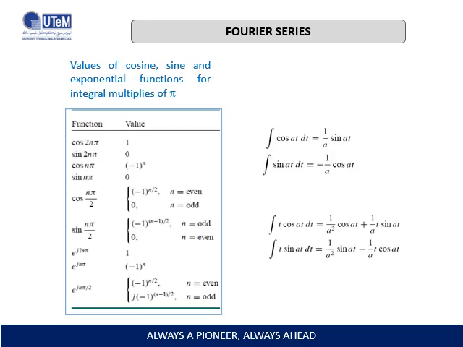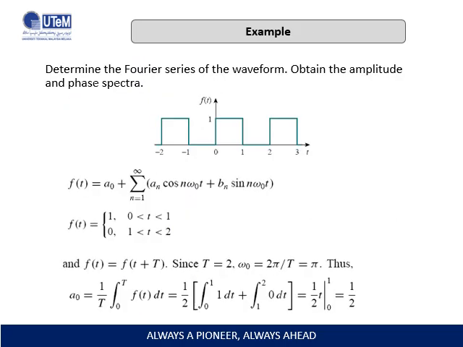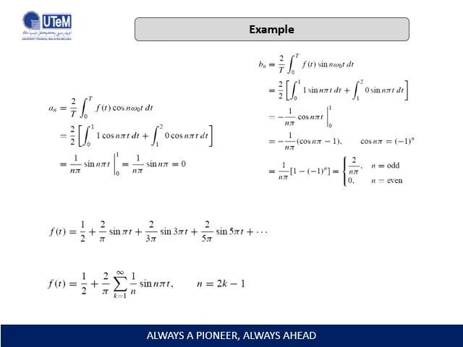Next, we looked at one of these examples. From there we have to calculate a naught. The formula is given, so this formula you have to memorize. The coefficient of a naught, and then you have to calculate a_n and b_n. From there you get the mathematical equation that represents that non-sinusoidal periodic signal.